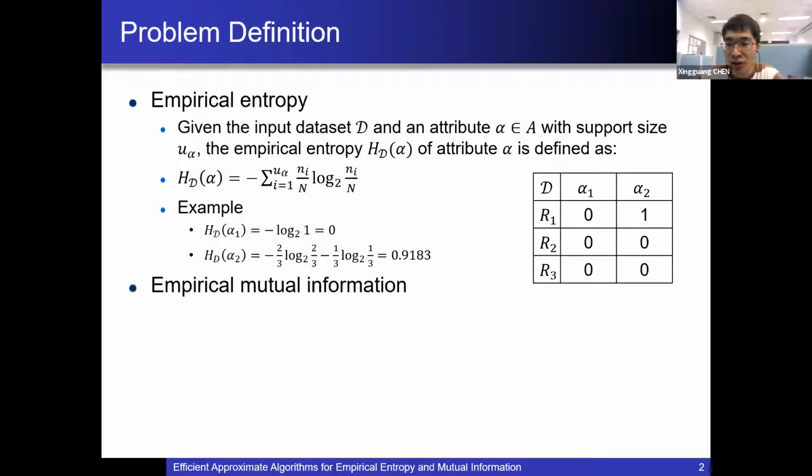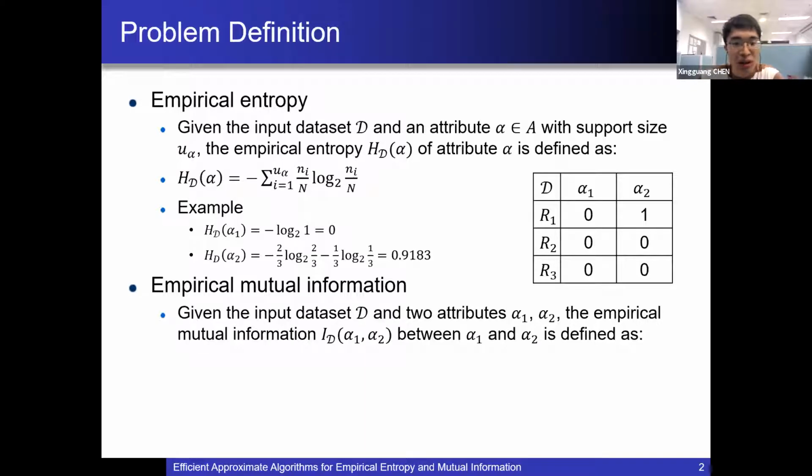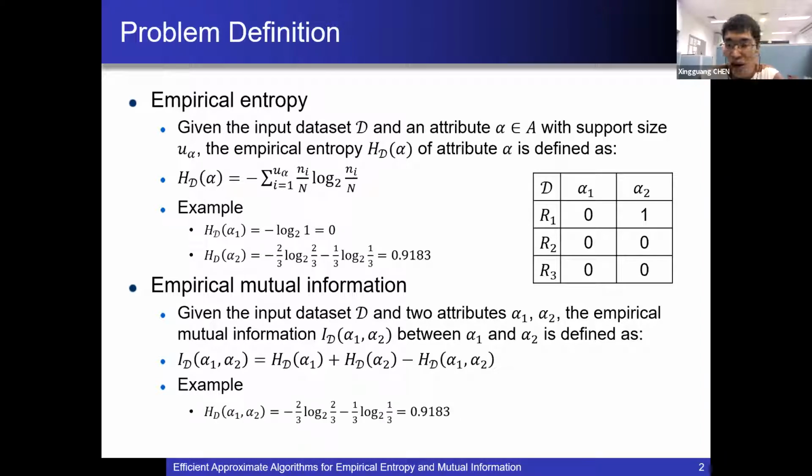Next is the definition of empirical mutual information. Given the input dataset D and 2 attributes alpha1, alpha2, the empirical mutual information Id alpha1, alpha2 between alpha1 and alpha2 is defined as the following formula. Following the above example, we want to calculate the empirical mutual information between alpha1 and alpha2. Since we already have Hd alpha1 and Hd alpha2, we only need to calculate Hd alpha1, alpha2. Using Hd alpha1, Hd alpha2, and Hd alpha1, alpha2, we can get Id alpha1, alpha2.